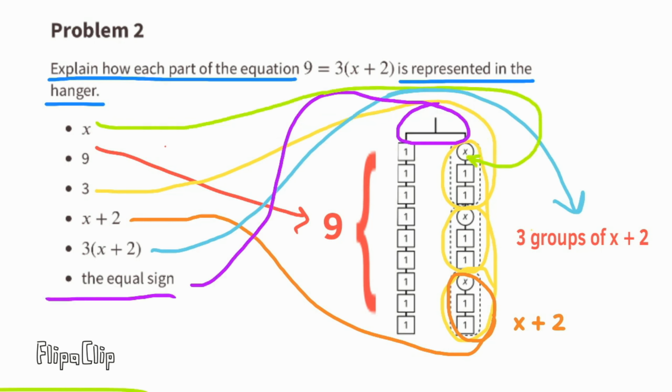And finally, the equal sign. The equal sign is represented by the middle of the hanger. This shows that the left side is balanced or equal to the right side.